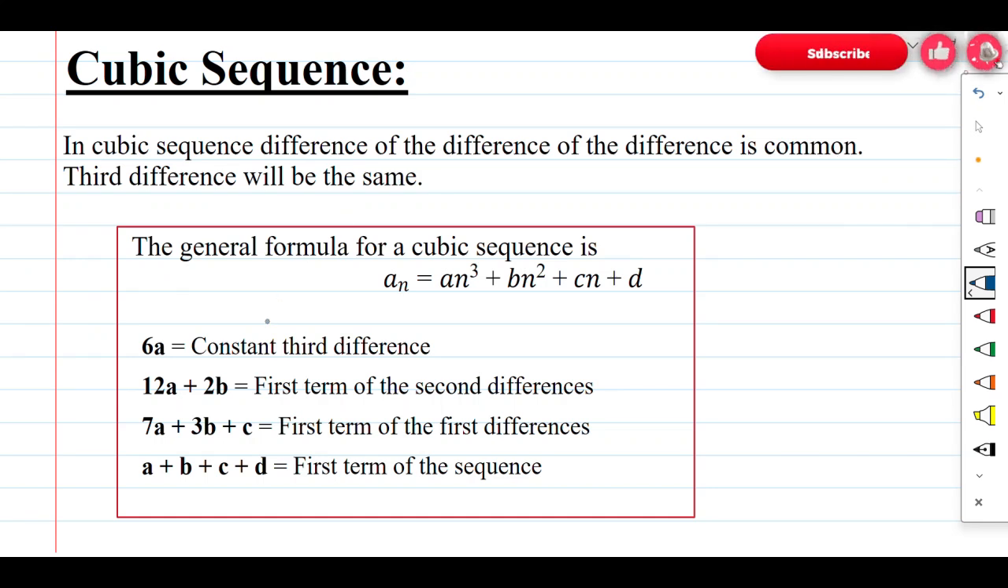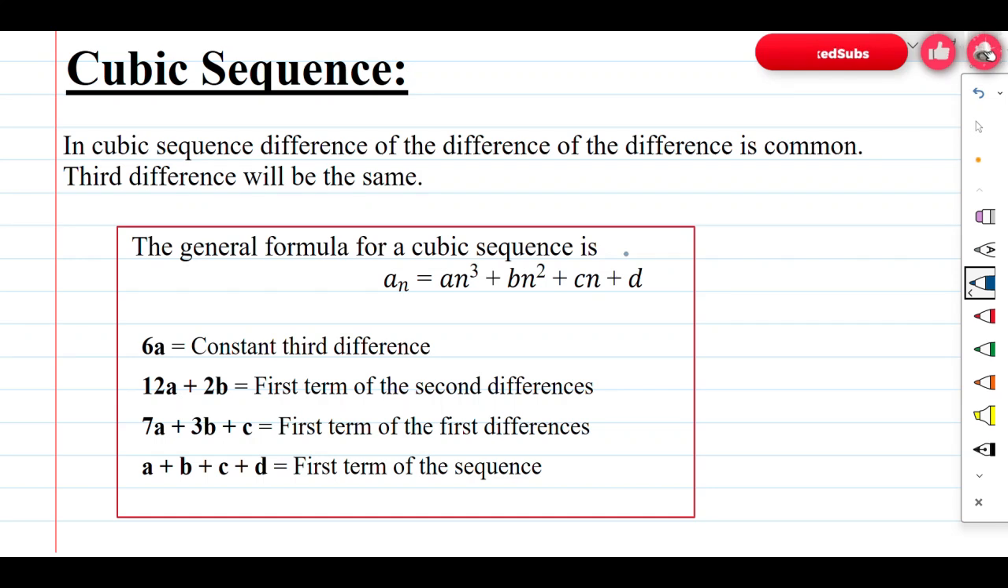So I made videos on arithmetic and quadratic and geometric sequences as well. So this is the fourth type of sequence which we are making a video on, which is a cubic sequence. Okay. Now, how do we get the nth term, the general term formula for the cubic sequence?